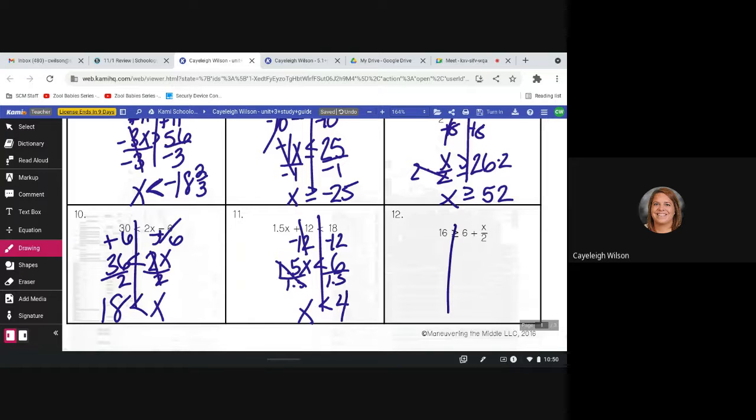All right, number 12 here. I need to undo the addition or subtraction first. Some people want to undo that 2 first, but that's a divide by 2, and I undo multiplication and division second. So I'm going to move that positive 6, so I'm going to subtract 6. So 6 minus 6 is gone. So I drop down the x over 2. 16 minus 6 is 10. And then to get rid of that divide by 2, I'm going to multiply by 2. So I get 20.